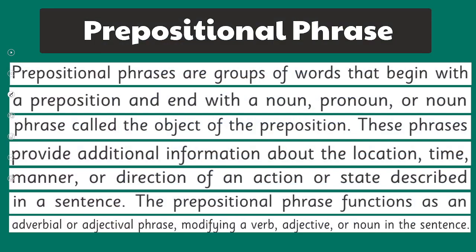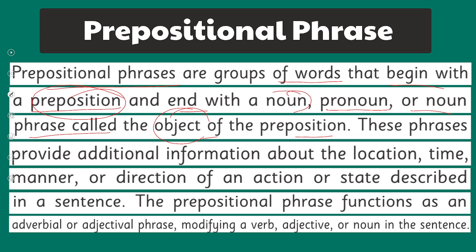Let's see. Prepositional phrases are groups of words that begin with a preposition, always begin with a preposition, and end with a noun, pronoun, or noun phrase. And that noun, pronoun, or noun phrase after the preposition at the end is called the object of the preposition. So we have our preposition at the start of the phrase and it ends with the object of the preposition.